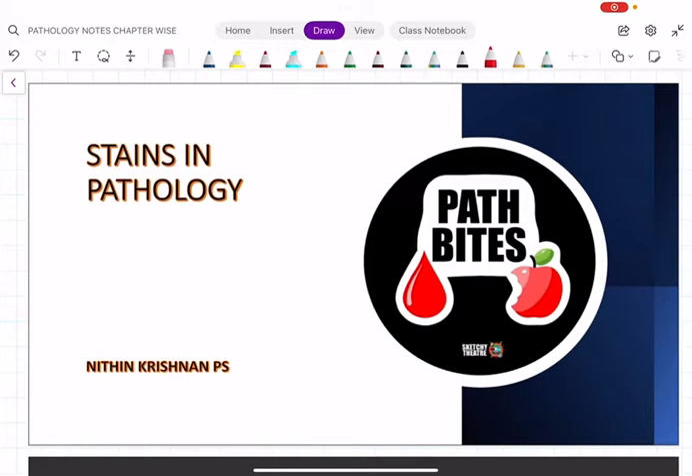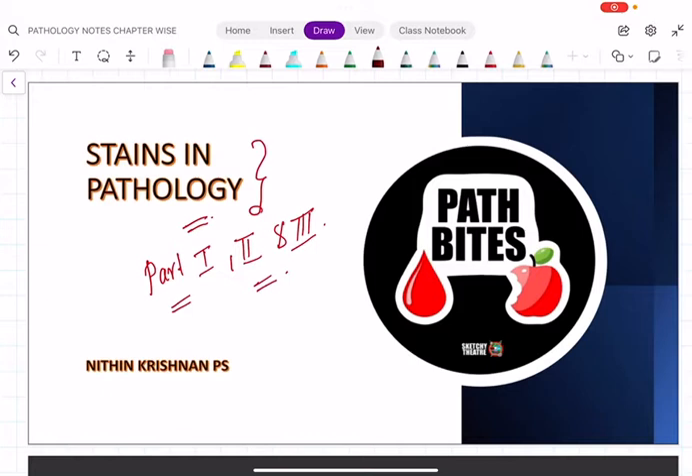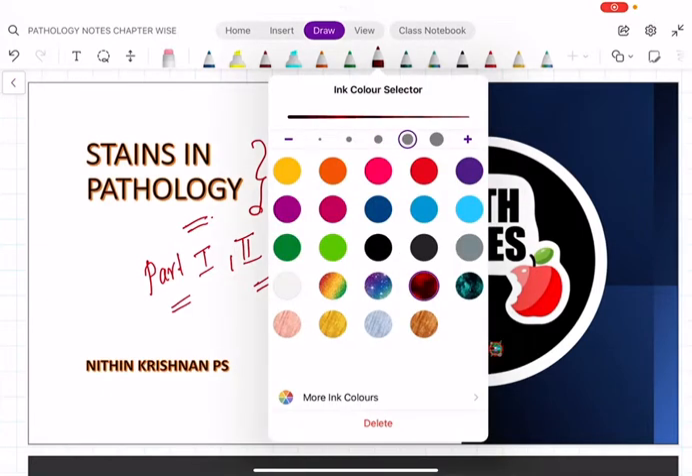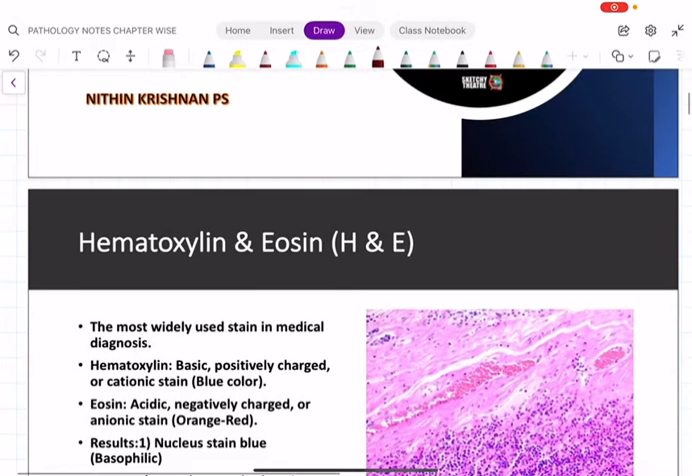We are going to discuss the various stains we are using in pathology. And remember, this is part 1 of the session. We will have part 2 and part 3 very soon, regarding the various stains we are using in pathology. Let us start without any delay.